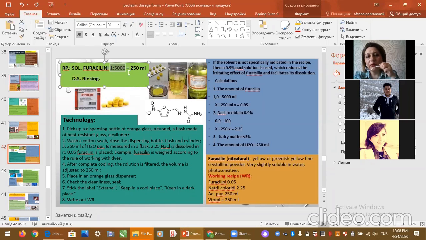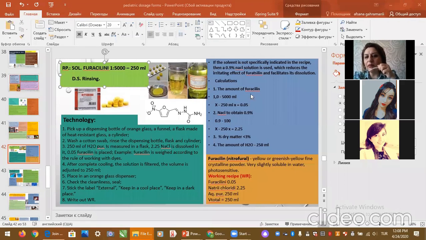1 part furacelinum, 5,000 parts water. Yes? Proportion 1 to 5,000. And for this, how we calculate the amount of furacelinum? If the solvent is not specifically indicated in the recipe, we must take 0.9% of sodium chloride solution, which reduces the irritating effect of furaceline and facilitates its dissolution.